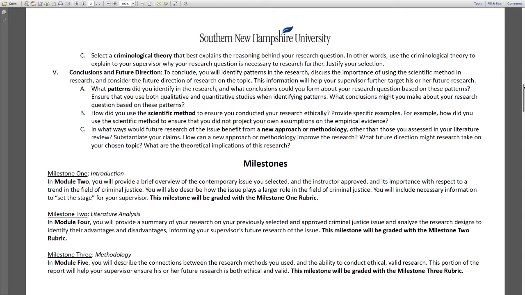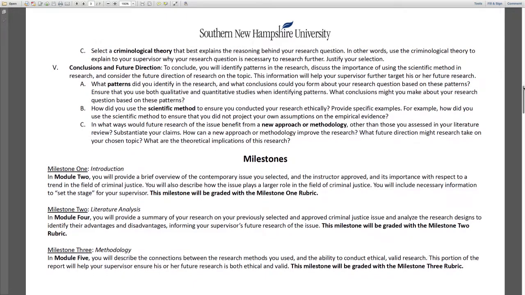Okay, so what patterns did you identify? What conclusions could you form about your research question on these patterns? Ensure that you use both qualitative and quantitative studies when you identify the patterns. What conclusions might you make about your research? Okay, then we move to B. It says, how did you use the scientific method to ensure you conducted your research ethically? C, in what ways would future research of the issue benefit from new approaches or new methodologies?